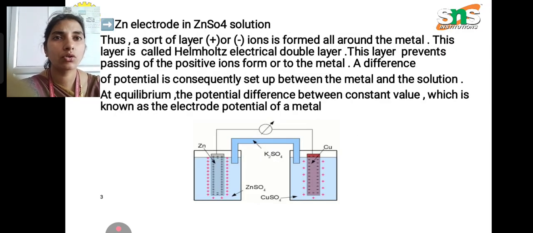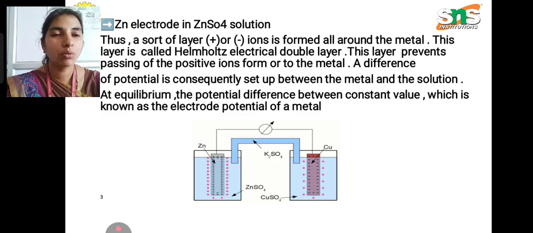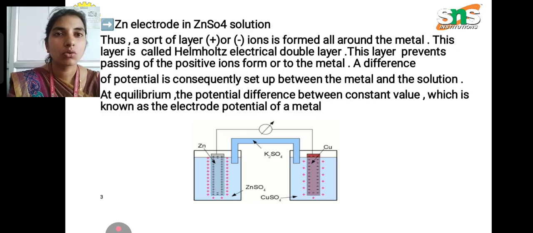When the zinc electrode is in zinc sulfate solution, a layer of positive or negative ions is formed all around the metal. This layer is called the Helmholtz electrical double layer. This layer prevents the passing of positive ions from or to the metal. A difference of potential is consequently set up between the metal and the solution. At equilibrium, the potential difference attains a constant value, which is known as the electrode potential of a metal.